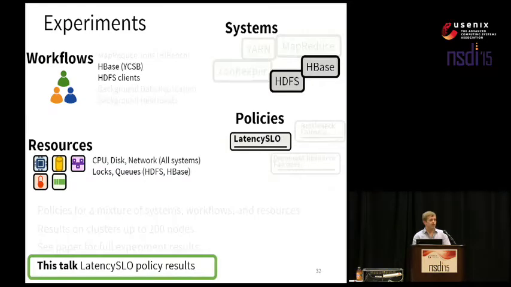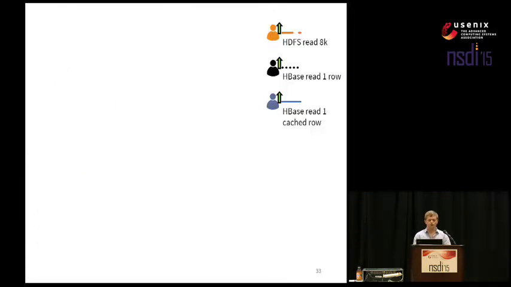In this experiment, we have 3 high-priority workflows. We have an HDFS client making continuous random 8 kilobyte reads. We have an HBase client reading rows at random from a large on-disk database table. And we have an HBase client reading rows from a database table cached in memory by HBase. We have 3 low-priority workflows. We have an HBase client scanning a large on-disk database table. We have an HDFS client continually making directories. And we have an HBase client scanning a database table that HBase has cached in memory.